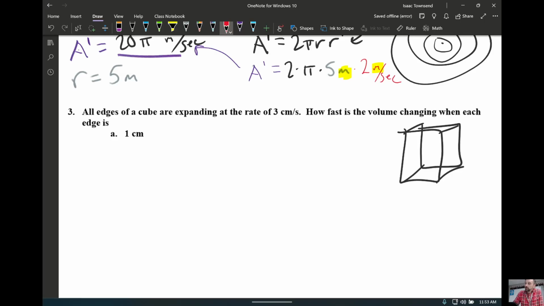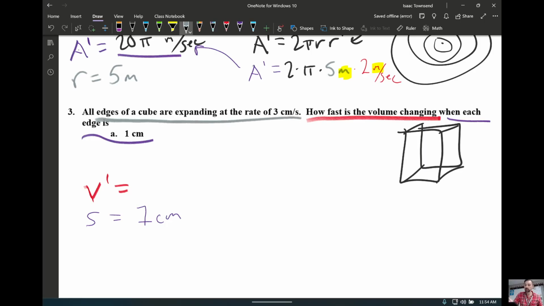Okay, I want to know how fast the volume is changing. So that's not V, but V prime. When each edge, which I'll call S, is 1 centimeter. And I also know that the edges are expanding. So the edges are changing at 3 centimeters per second. So there's the given information between these variables and the description. It's obviously a cube because they say the word cube, but they talk about volume. So the geometry formula in this question would be that volume is S cubed.